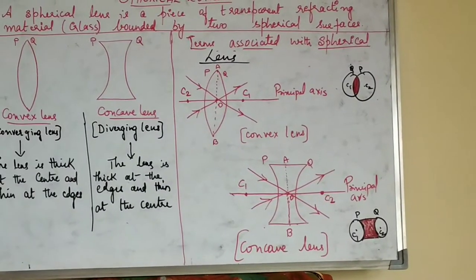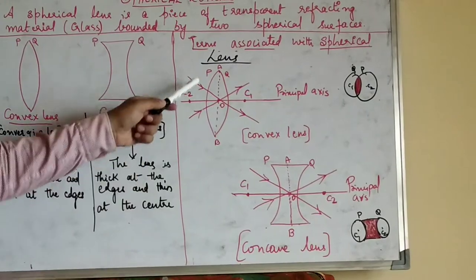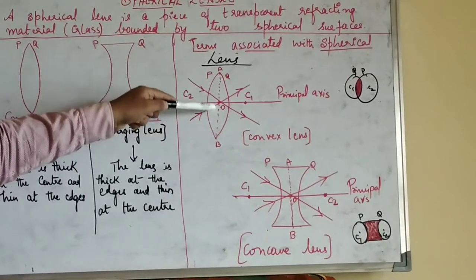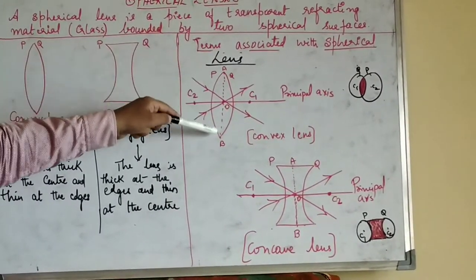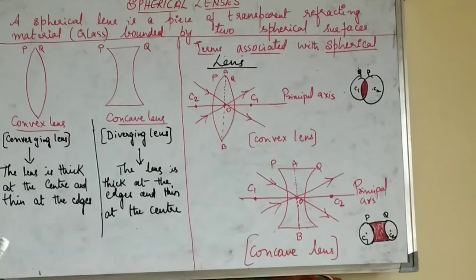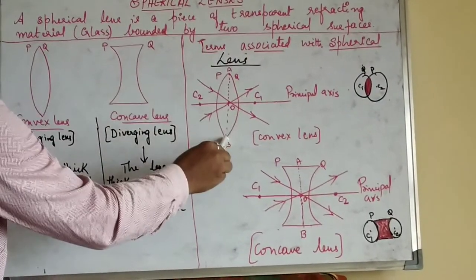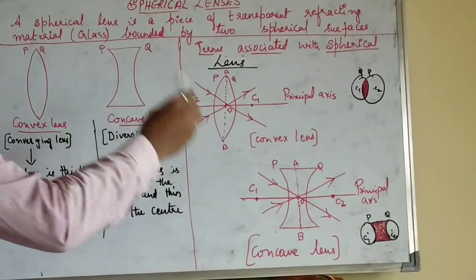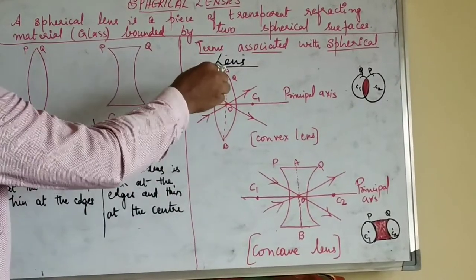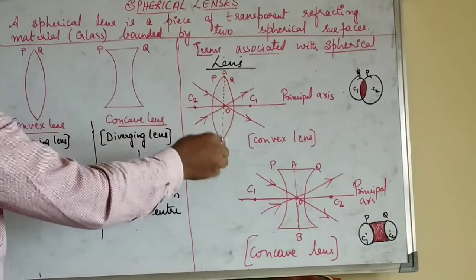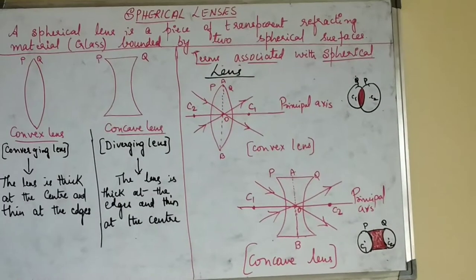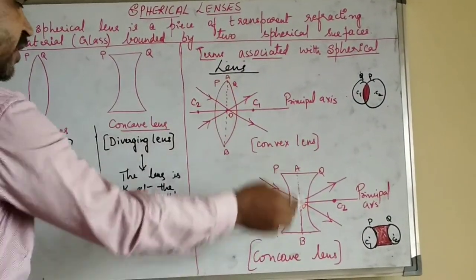Now, what do you mean by the first definition, that is aperture? In the diagram of the convex lens and concave lens, you can see the vertical dotted line at the center, passing through O, from A to B in both the lenses. That is called the aperture. So aperture is defined as the diameter of the two spherical surfaces of the lens. Here you have two spherical surfaces, P and Q, here also P and Q. So the diameter AB of the two spherical surfaces of the lens is called the aperture. So here AB is the aperture.